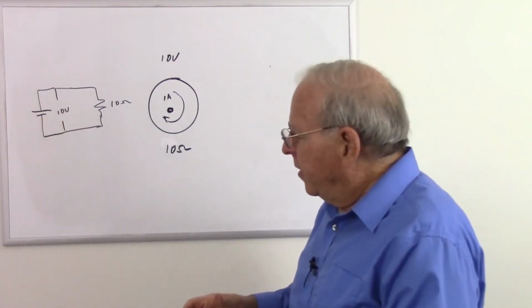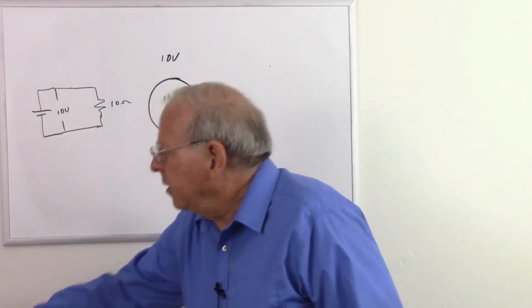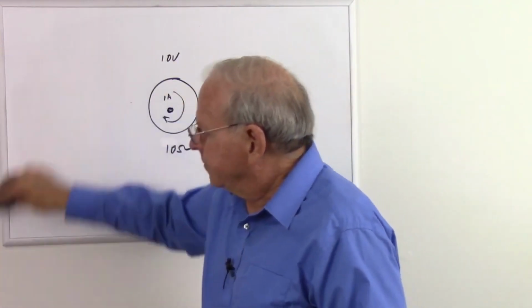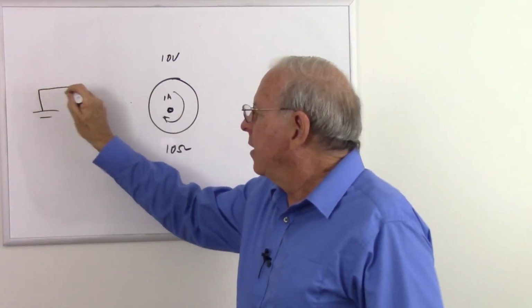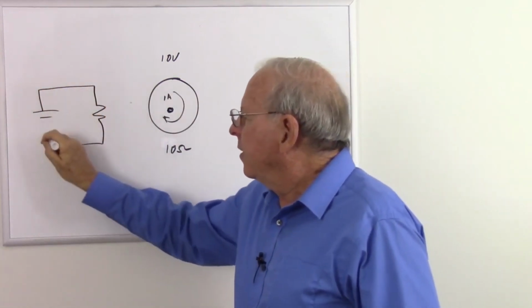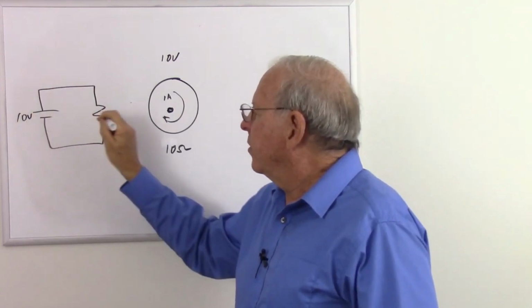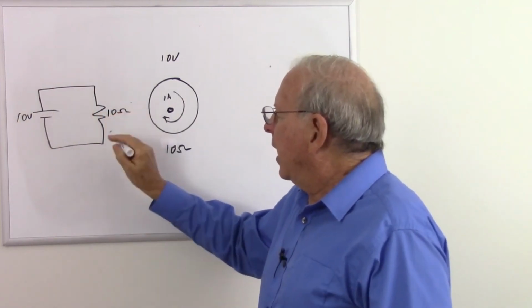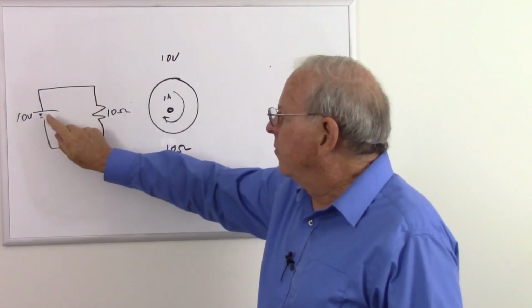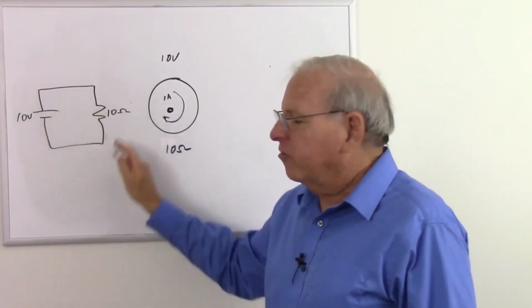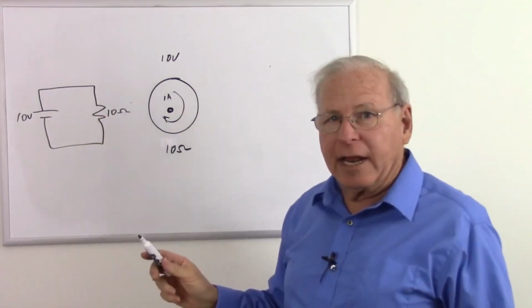And what we have here is, let me erase this and redraw it. So we have a battery and a resistor, 10 volts, 10 ohms, and it just looks like any other circuit. We've simply broken it down to the voltage in series with the resistance like a normal circuit. That's one way to analyze it.